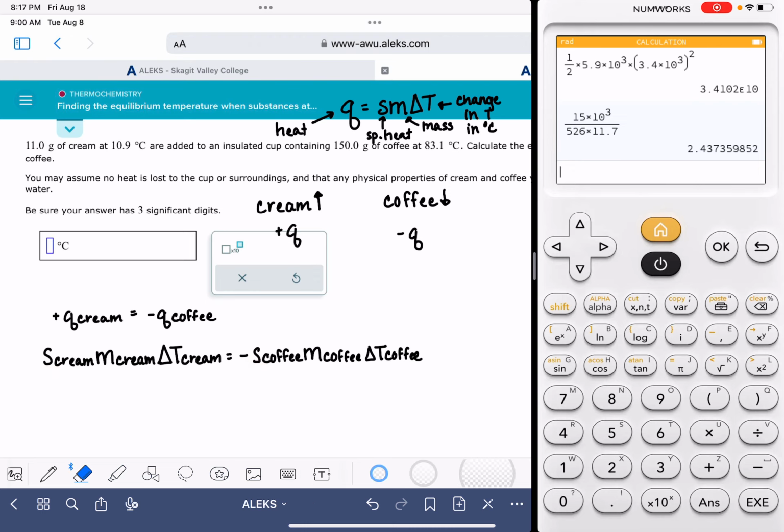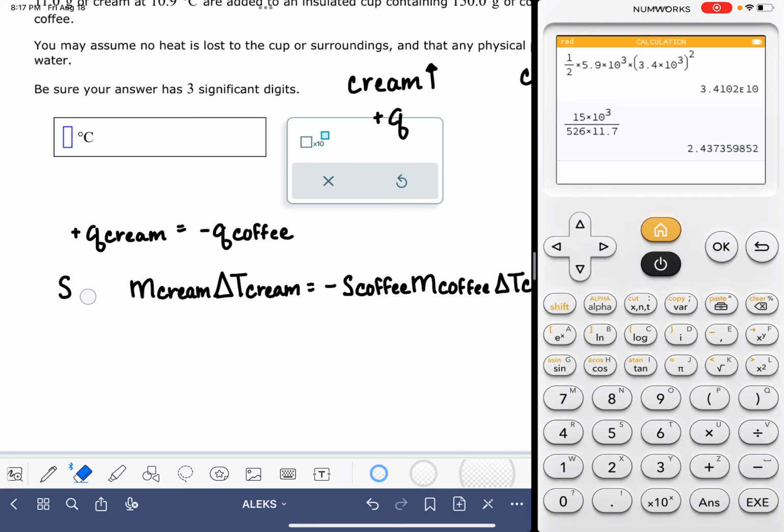And what ALEKS is referring to when it says that is specifically the specific heat. So it wants me to use the specific heat capacity not of cream, but of water, and to use that for both the cream and the coffee. And I'm pretty lucky with this problem because I don't need to go to the data tab and look up the specific heat of water, because those terms are just going to cancel each other out in my problem.